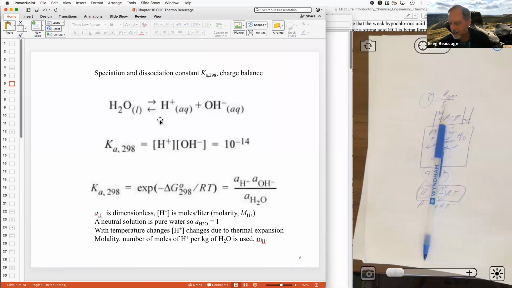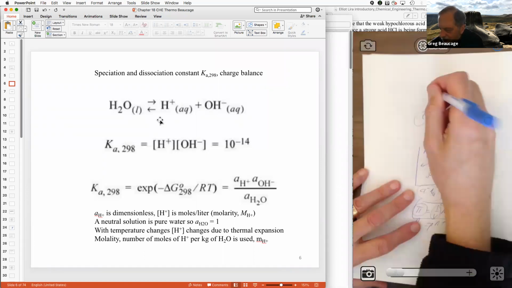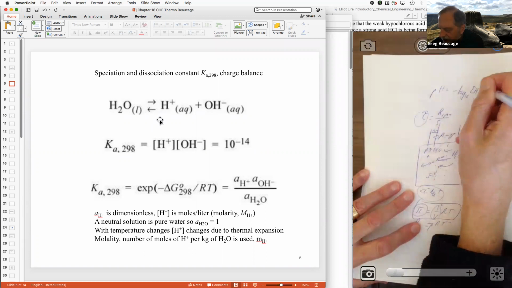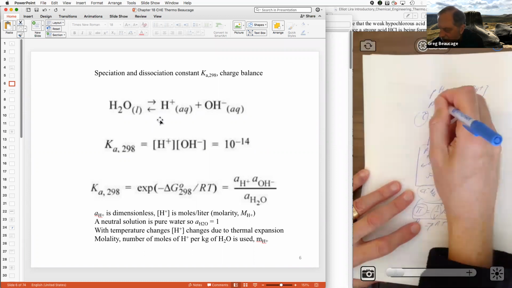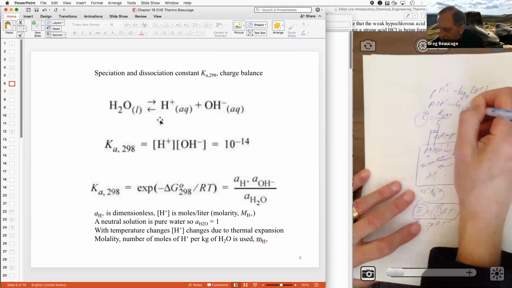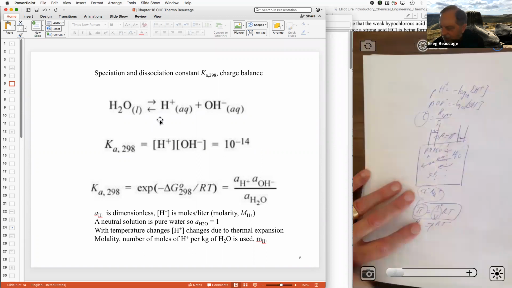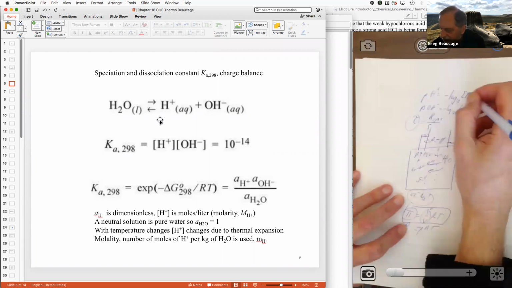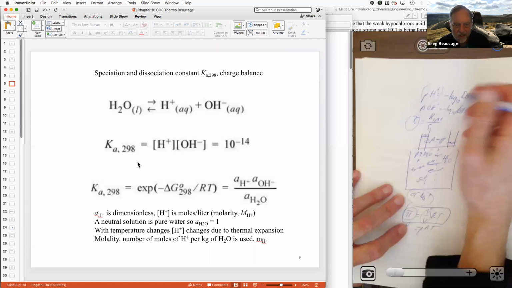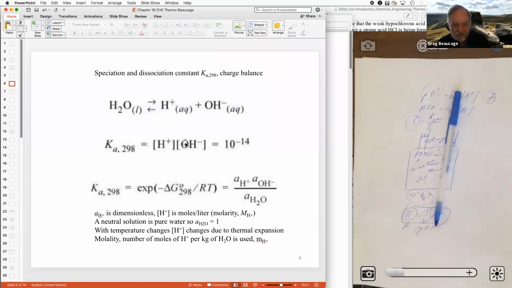And then this pH. pH is minus log base 10 of the H plus. You can have pOH also, and that's going to be minus log 10 of OH minus. So in this case, if this is 10 to the minus 7, this thing's 7. So a pH of 7 means you have the same amount of the two components. And the log of the equilibrium constant is minus the Gibbs energy divided by RT.